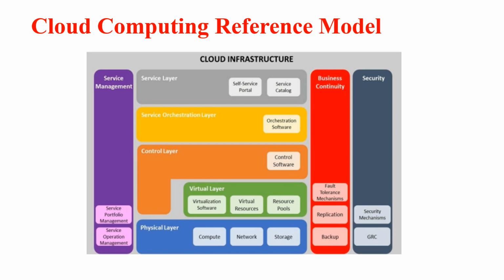In the cloud computing reference model, we are going to follow the bottom-up approach. The first layer will be your physical layer. This is the diagrammatic representation of your cloud computing reference model. The physical layer is the foundation layer of the model. It concentrates on 3 things: compute, network, and storage.